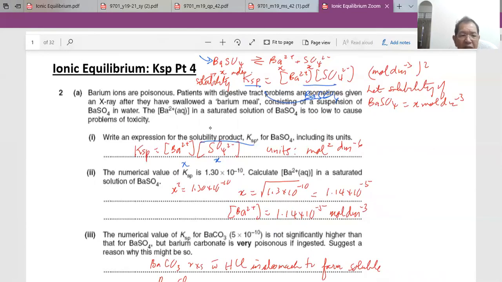Now, I'm done scolding. Barium ions are poisonous. Patients with digestive tract problems are sometimes given X-ray.